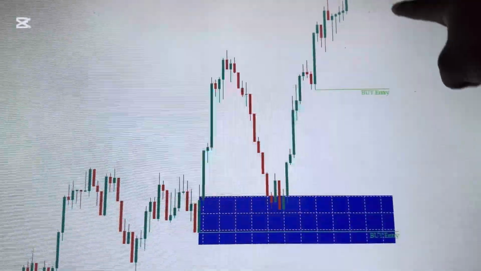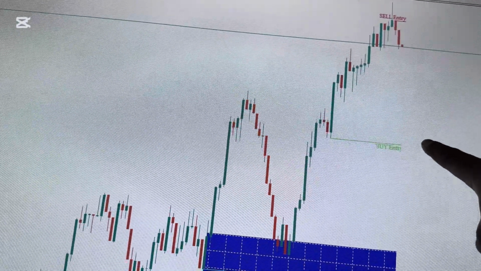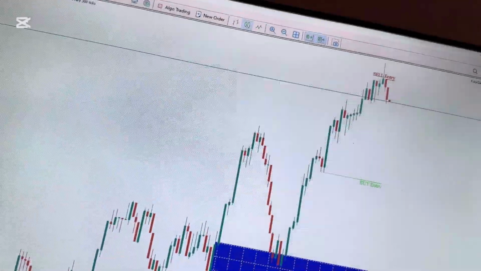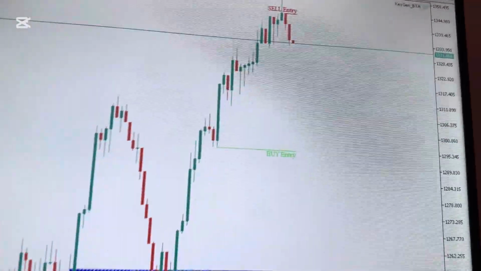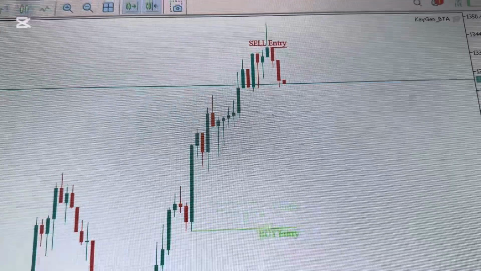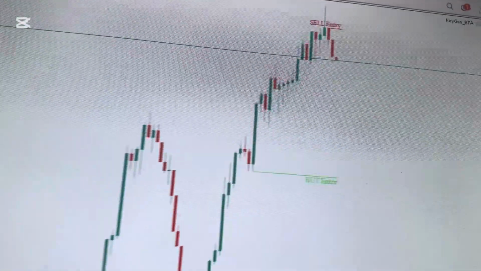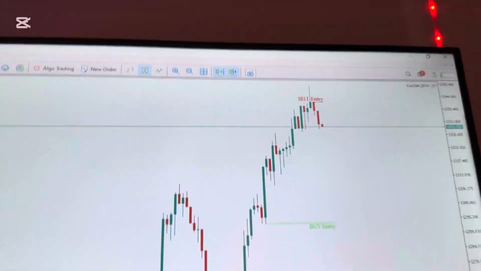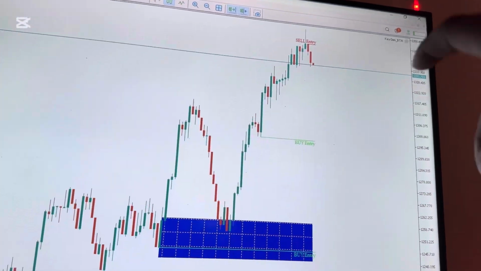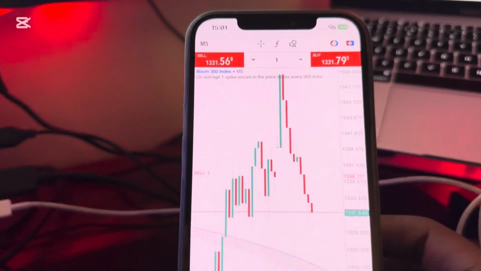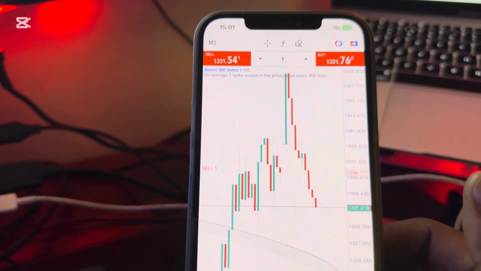I'm anticipating that we might even go to this level. I don't know, it's been long since it's been buying, so there might be some correction going on. But lucky enough, the indicator gave us an entry. Whatever happens, it's fine. We trust the indicator, and we trust this analysis. So it's pushing, guys. It's pushing down.